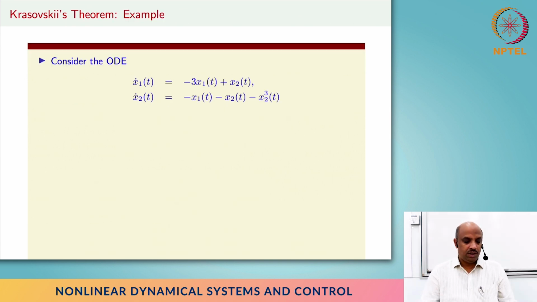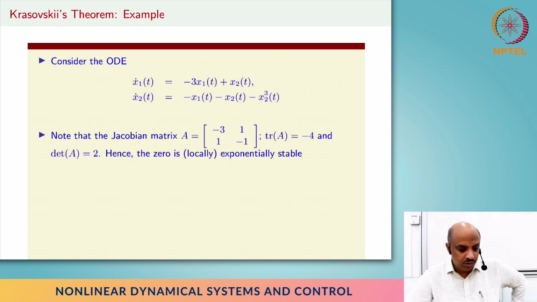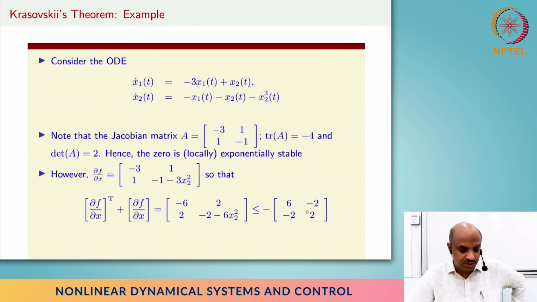To demonstrate it, we will look at an example. Again, if you take this particular example and linearize it, you will have this Jacobian matrix, minus 3, 1, minus 1, and the trace of A happens to be minus 4, and the determinant of A is 2. Therefore, 0 is locally exponentially stable, right? We get local results in both the examples that we chose. But if we want a global result, what can we do, right? That's the question we have.